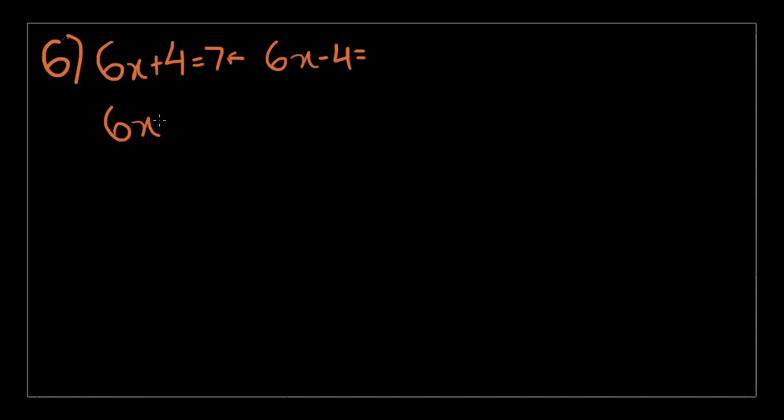So 6x plus 4 minus 8 will be equal to 7 minus 8. Therefore, 6x minus 4 will be equal to negative 1, which is, that's not a negative 1. This is negative 1, and that is choice B.